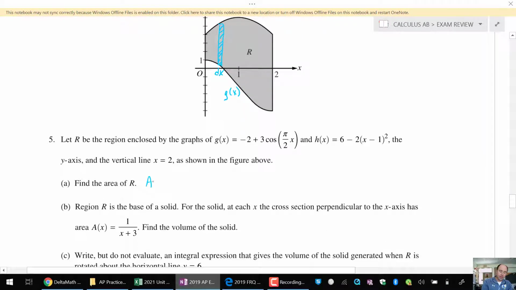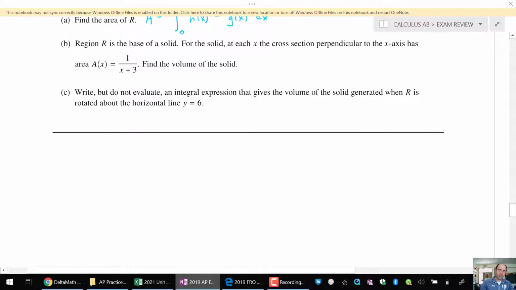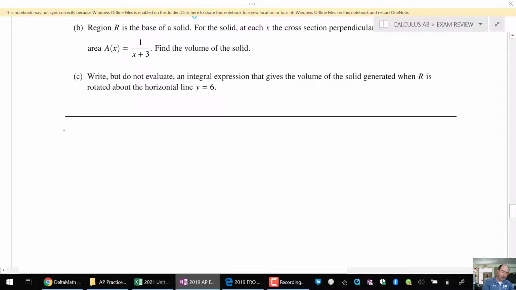So the area is going to be the integral from 0 to 2, x-axis bounds, and then I want top function minus bottom function. The top function is h, and the bottom function is g, and then put dx at the end, and that integral represents the area. Now we actually have to find the area without using a calculator. So I'm going to go down here where I have some more space and continue part A.